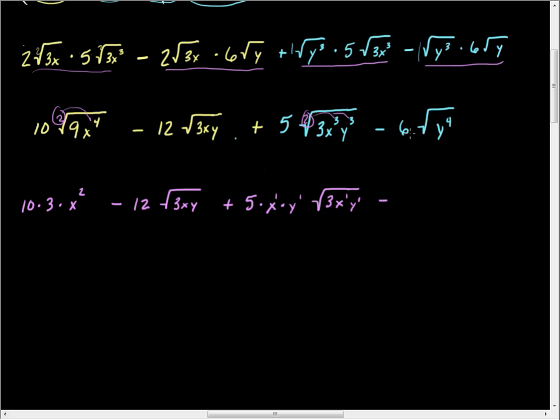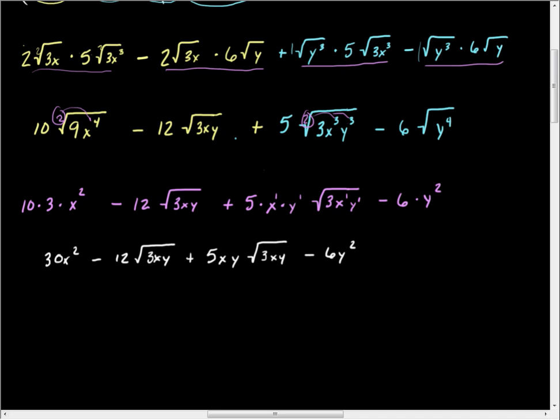And then I subtract 6, and the square root 6 times the square root of y to the fourth is the same as x to the fourth here. We just have y squared. At this point, I'm going to clean it up a little bit so that I have 10 times 3 is 30x squared minus 12 roots of 3xy plus 5xy roots of 3xy minus 6y squared.